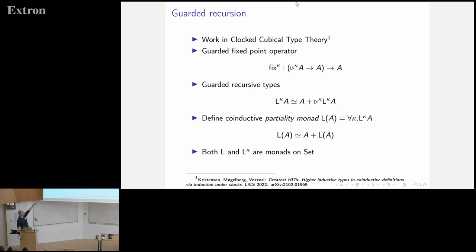So we can pass from this guarded recursive type to the co-inductive one by quantifying over clocks, so that's why we have multiple clocks. So we can define, or encode, the co-inductive partiality monad using the guarded recursive one, and that's quite useful, so we can go back and forth. But the guarded recursive one has the benefit that we can use the fixed point operator here for programming, which is very powerful. And so both of these constructions here are now monads on sets, by which I mean h-sets.